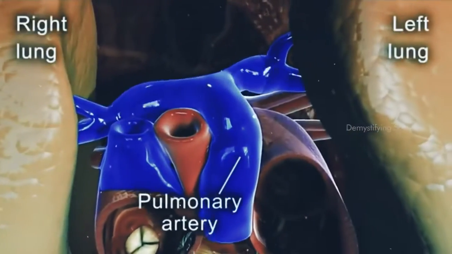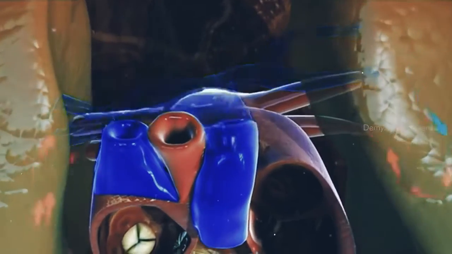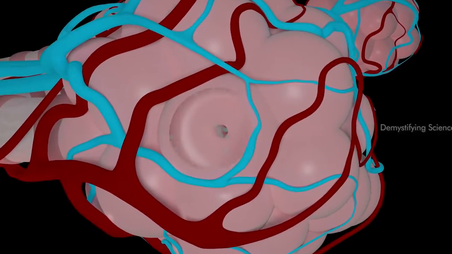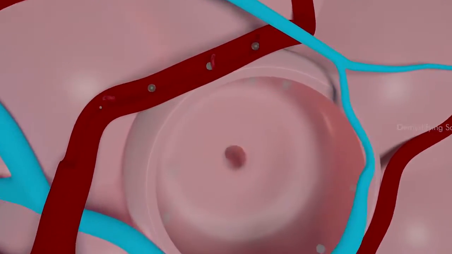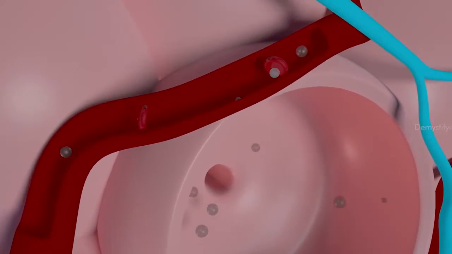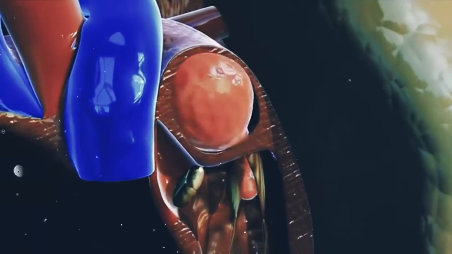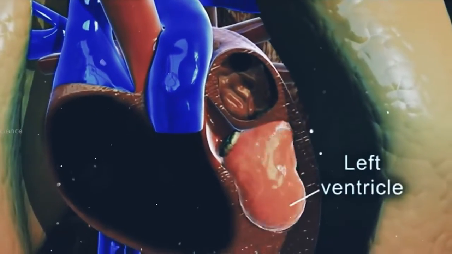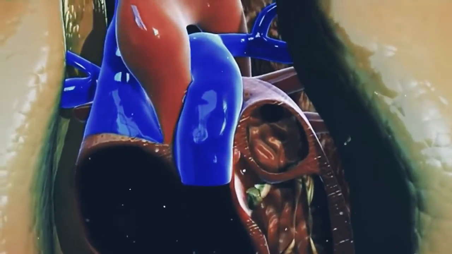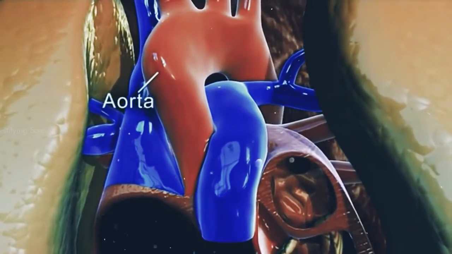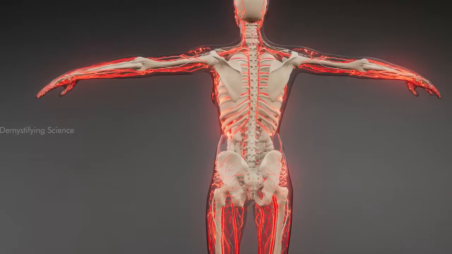The right ventricle receives that blood from the right atrium and pumps it to the lungs, where it is loaded with oxygen. As the blood is now oxygenated, the left atrium receives that oxygenated blood from the lungs and pumps it to the left ventricle. The left ventricle pumps oxygen-rich blood to the rest of the body.